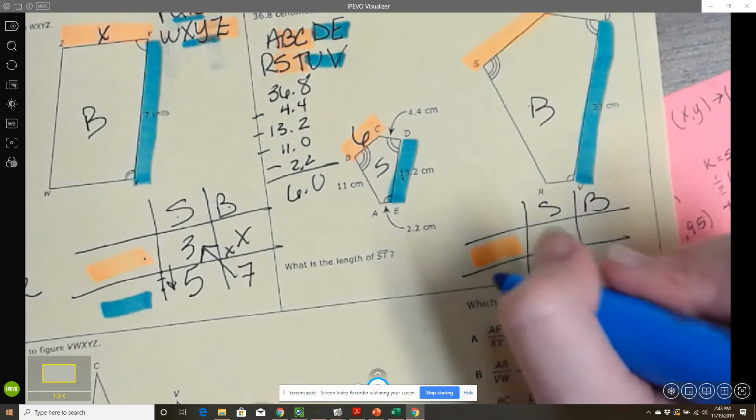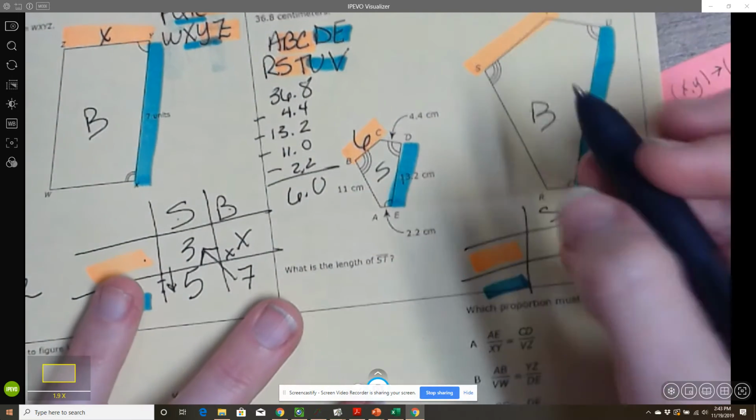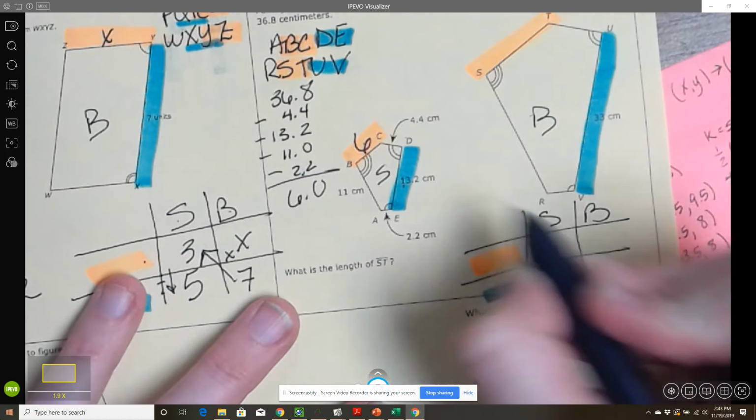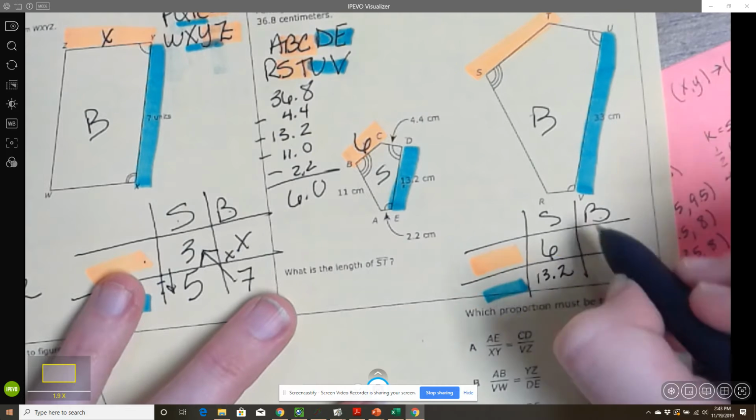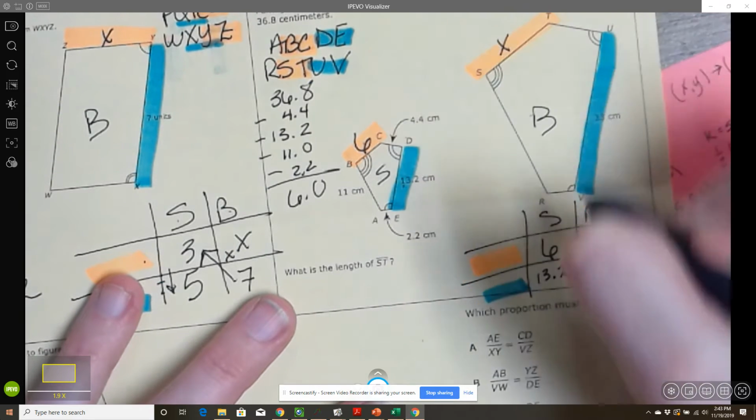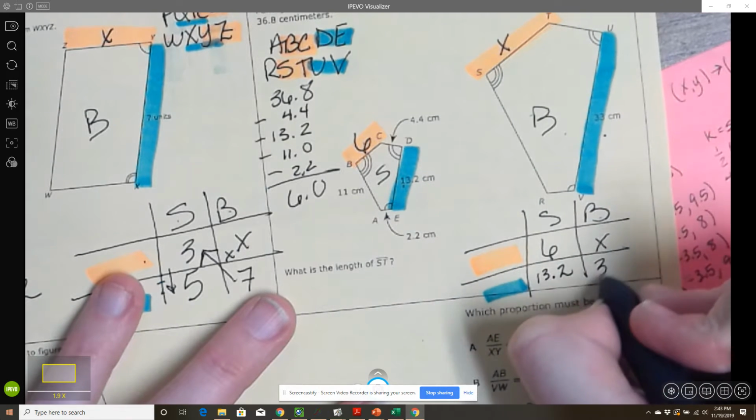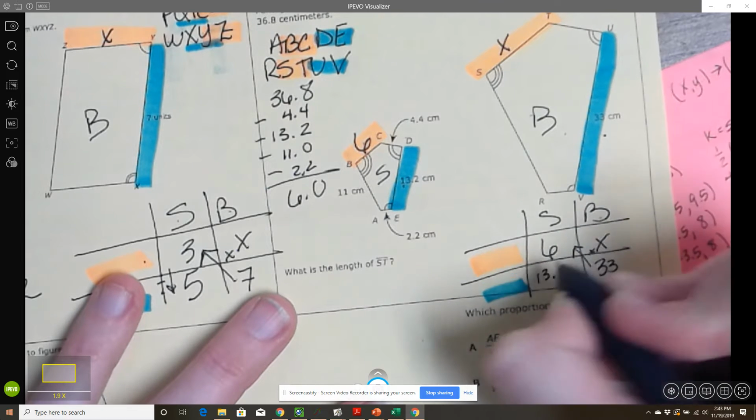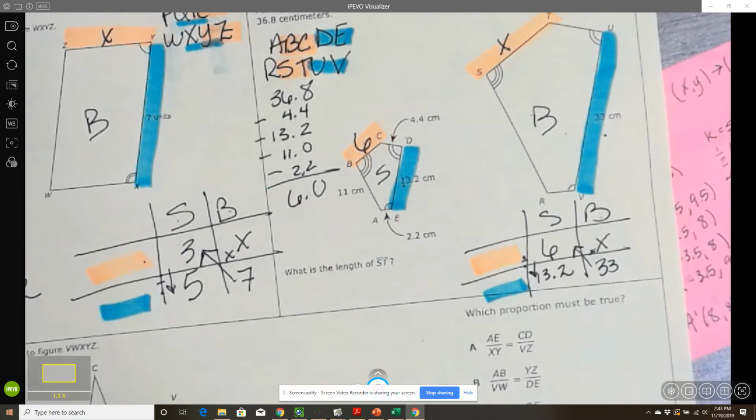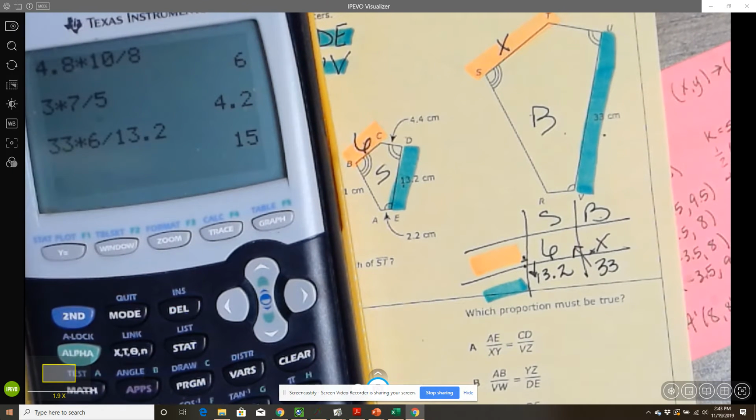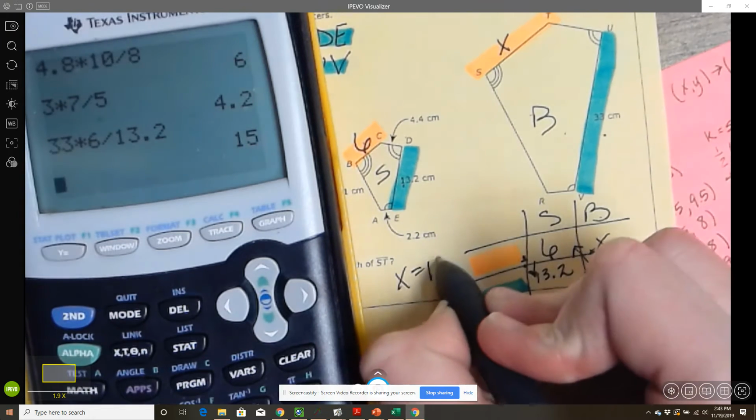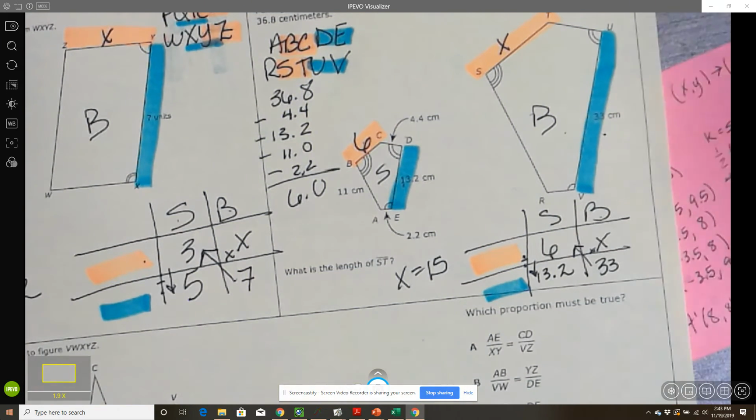orange and blue. So small orange is 6, small blue is 13.2, big orange is our missing, that's the one we're looking for, and big blue is 33. So we cross multiply and then divide. So we've got 33 times 6 divided by 13.2, and X equals 15. So that is an actual STAAR question. I believe that one was on the STAAR test a few years ago.